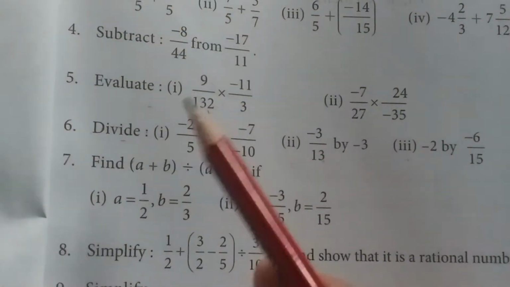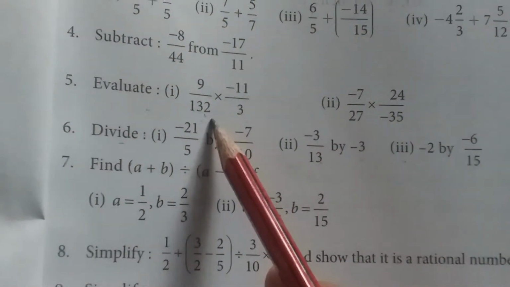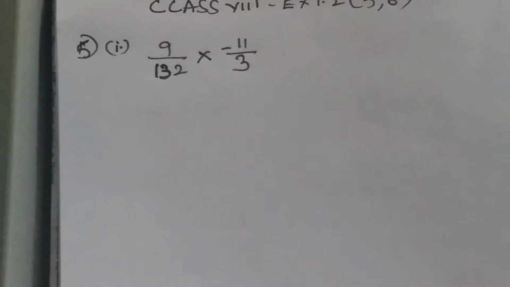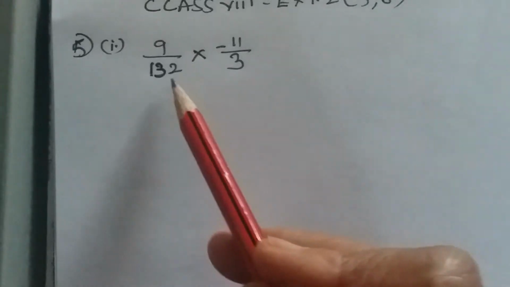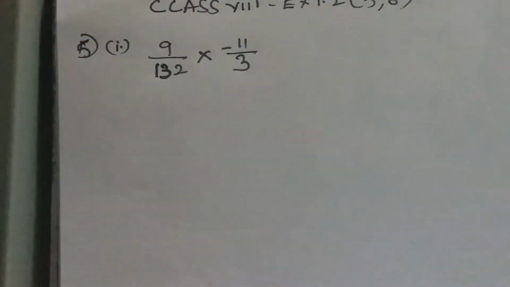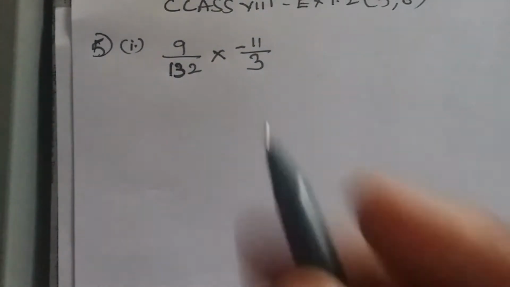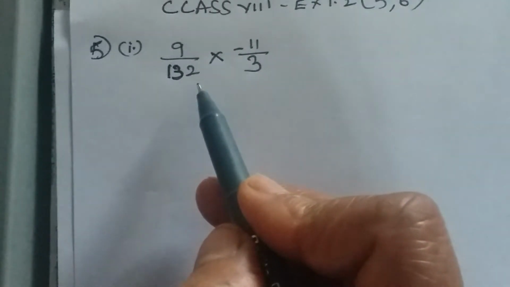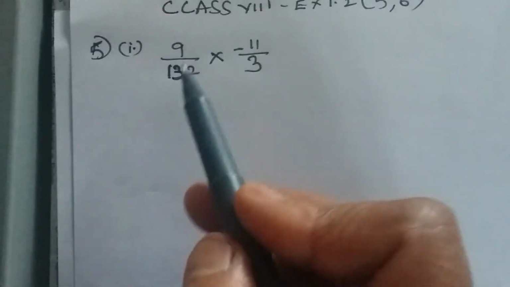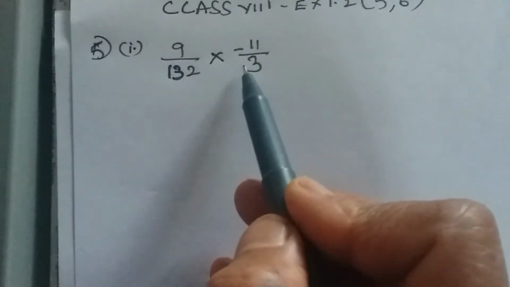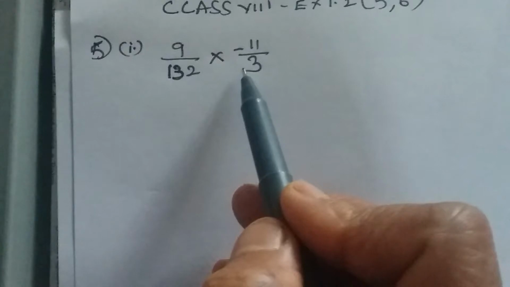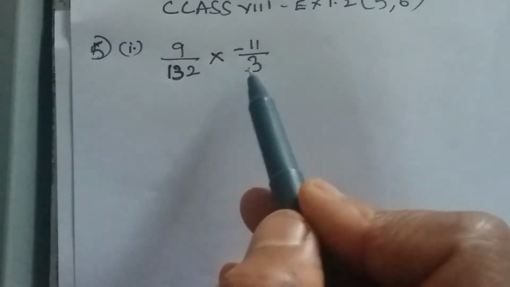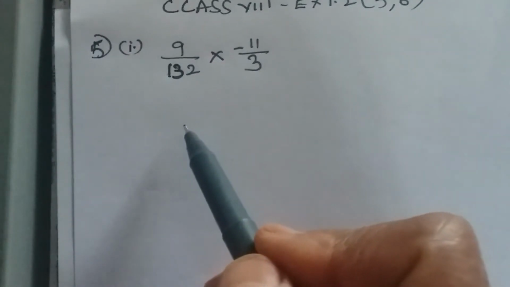The first one is 9 by 132 into minus 11 by 3. We'll see that first. So what is the first step here? First thing, whether it is addition, subtraction, multiplication or division, you check whether there is any negative sign in the denominator. If there is a negative sign, you take it to the numerator. Now check here, both the denominators are positive. Okay, we can start the sum.